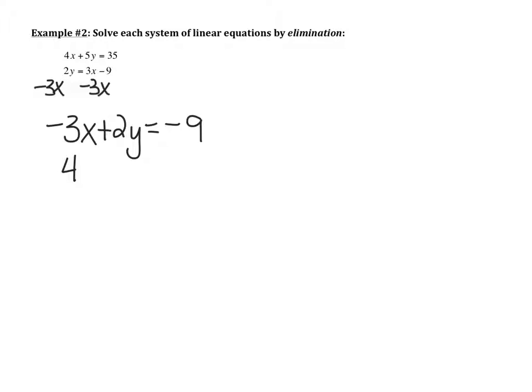So again, I'm just going to rewrite my first equation just so I can see the two equations together more clearly.